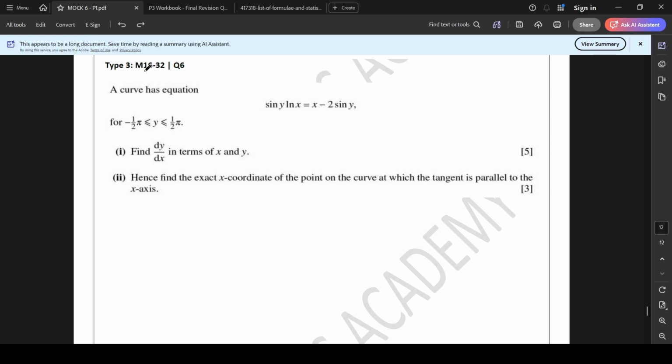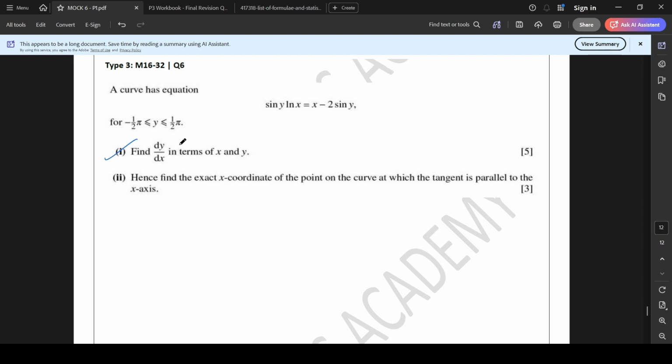So this question is coming from Feb March 16, paper 3 variant 2, and this is the sixth question of that paper. We are given the equation of the curve, which is an implicit equation as you can see, for which y lies between minus pi by 2 to pi by 3.